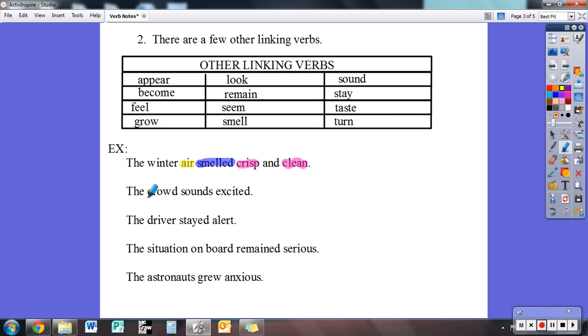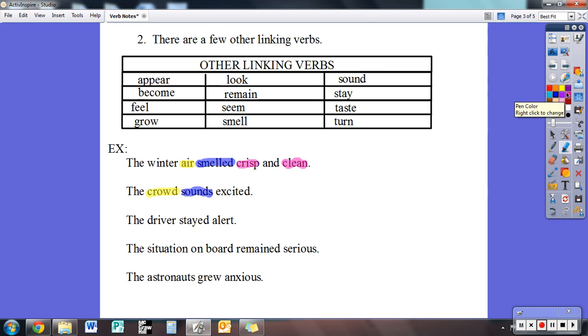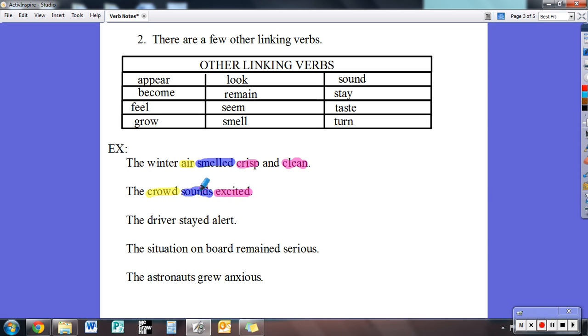The crowd sounds excited. Sounds, looking at my chart, sounds is a linking verb. Excited is describing the crowd. So sounds is connecting excited to crowd, so it's a linking verb.